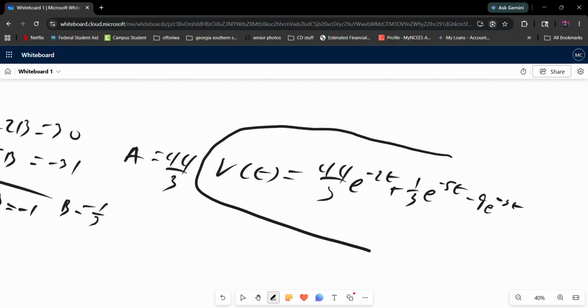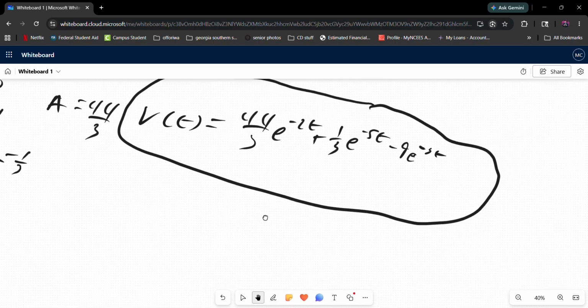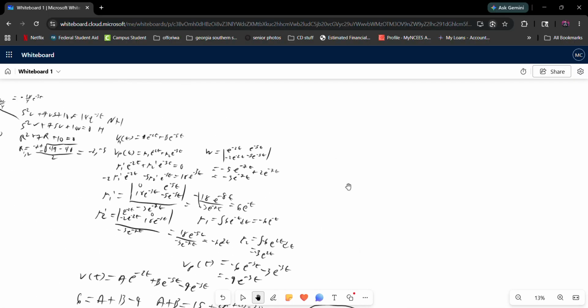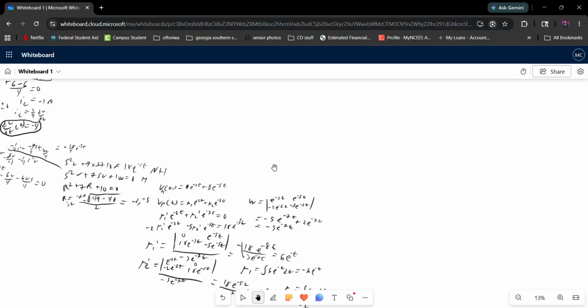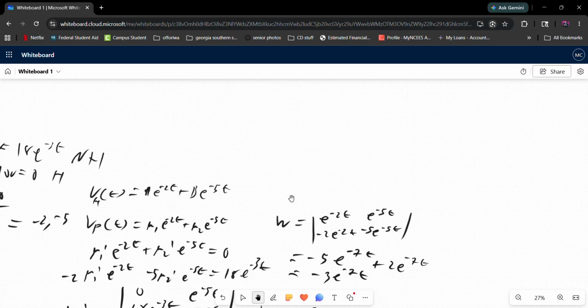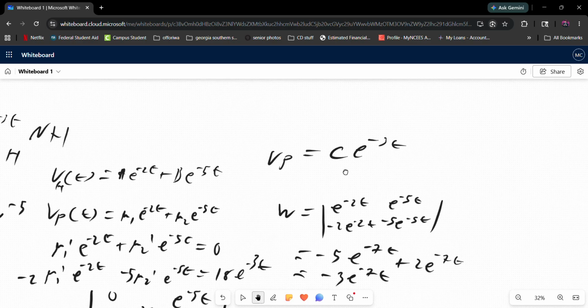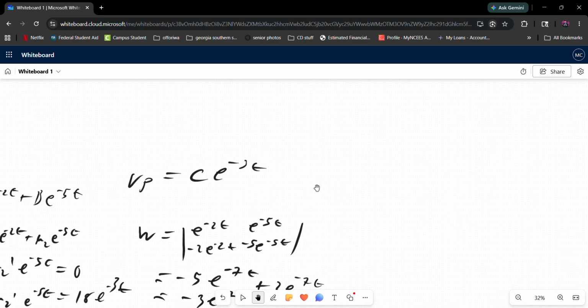Okay. Now let's go back and do it with undetermined coefficients, and you'll see you get the same answer. So way up here we did it this way, but now with undetermined coefficients, you just assume the particular solution is of the same form. So you assume v sub p is going to be equal to, let's say, c e to the negative 3t. All right, so now let's take the derivative of this.